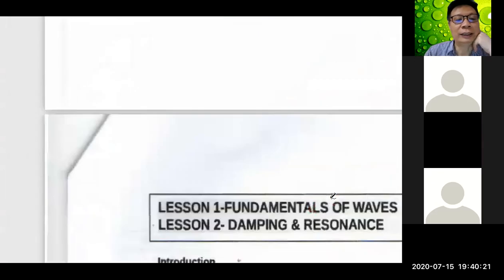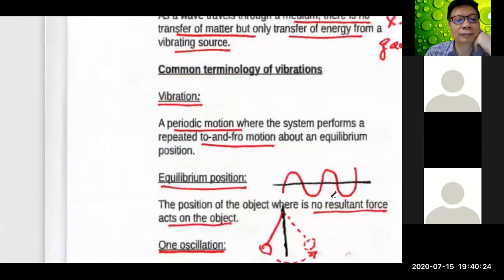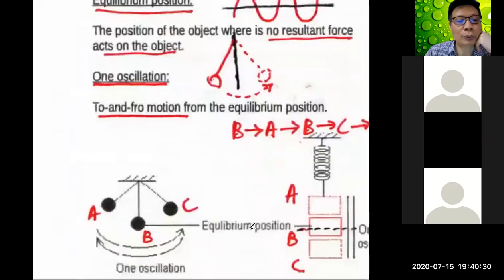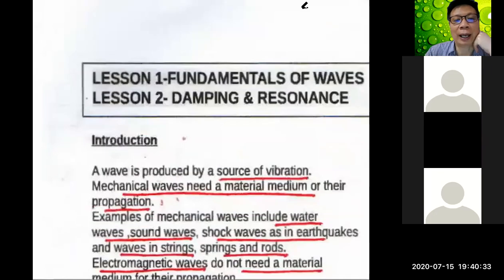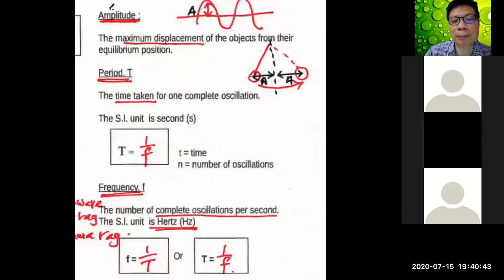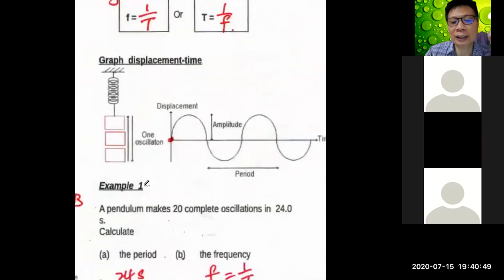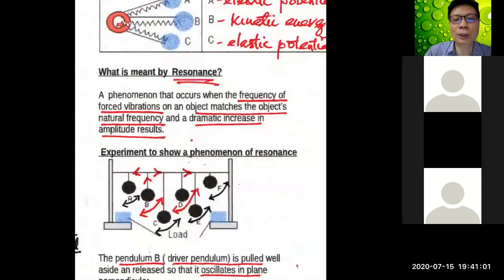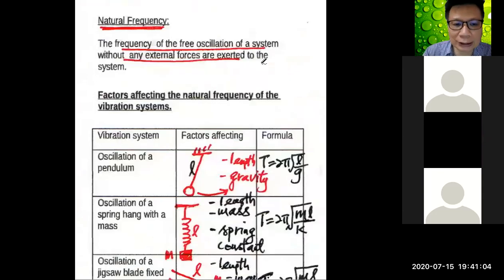Okay, you see this is lesson 2, common terminologies. You learned amplitude, period, and then frequency. All this you have learned, right? What is amplitude? What is period? What is frequency? After that, you have seen this displacement-time graph to find the amplitude, the period, and the frequency from the graph, right? And also you have gone through natural frequency.